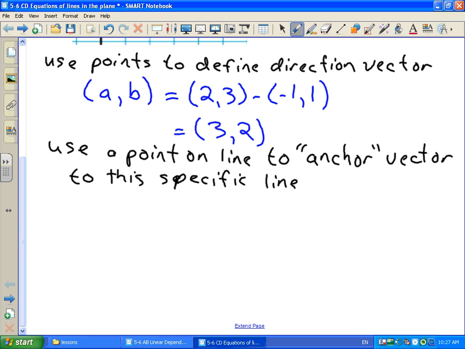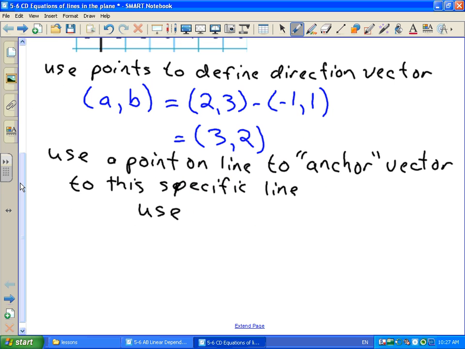Now what point are we going to use? Well, we could use any point that is on this line. Let's use, we'll use negative 1, 1 for our starting point. So we use negative 1, 1 here, okay?